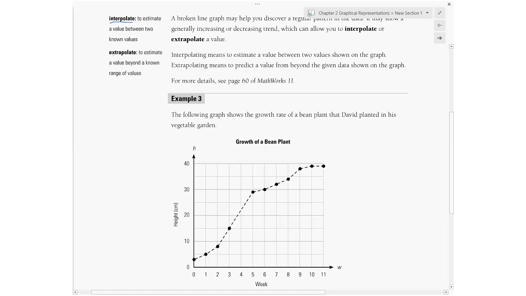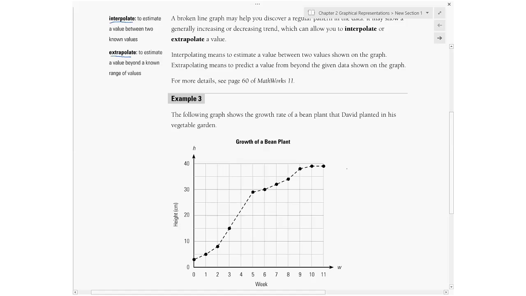Extrapolate is to estimate a value beyond a known range of values. So if I wanted to say, well, how tall is it going to be after week 15, for example? So now I'm picking something out here. I don't have another value after that. I'm just looking at the trend and I'm going to say, well, I think this is how much it's going to be, but I'm not sure.